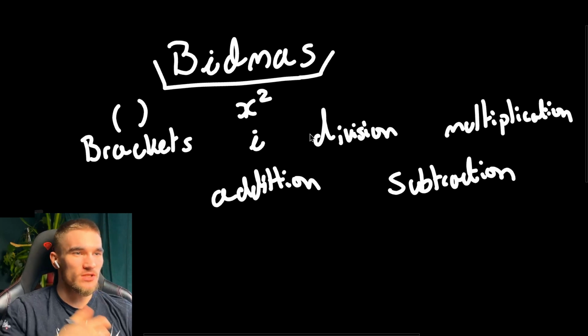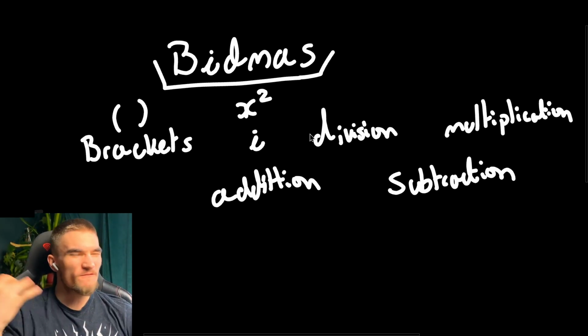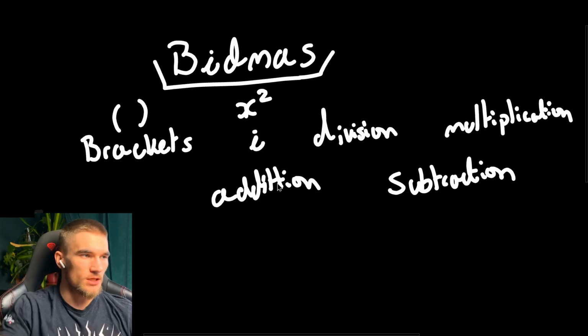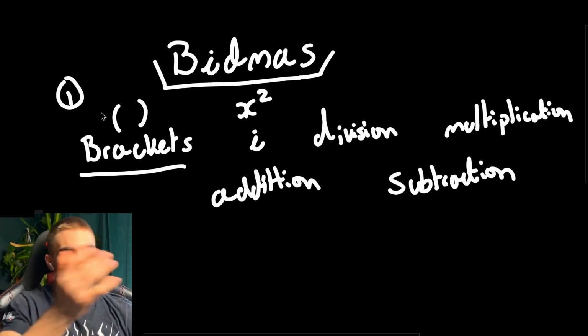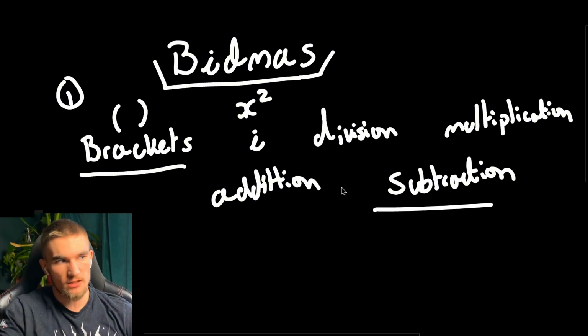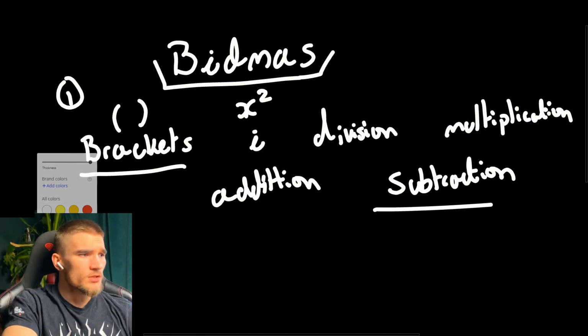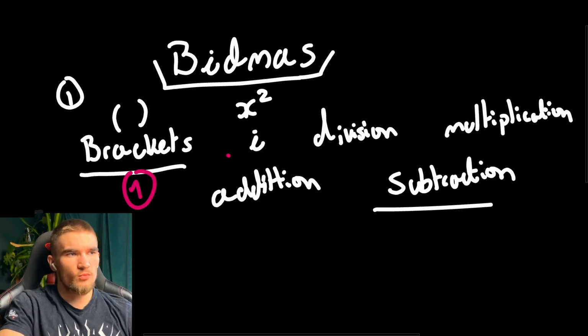So BIDMAS just tells us the priority of different functions that we have to do during calculations. So we start off with brackets as the very first thing we do. So we have to deal with brackets before we subtract, because brackets is first, right? So we start off with brackets, and then we do indices.